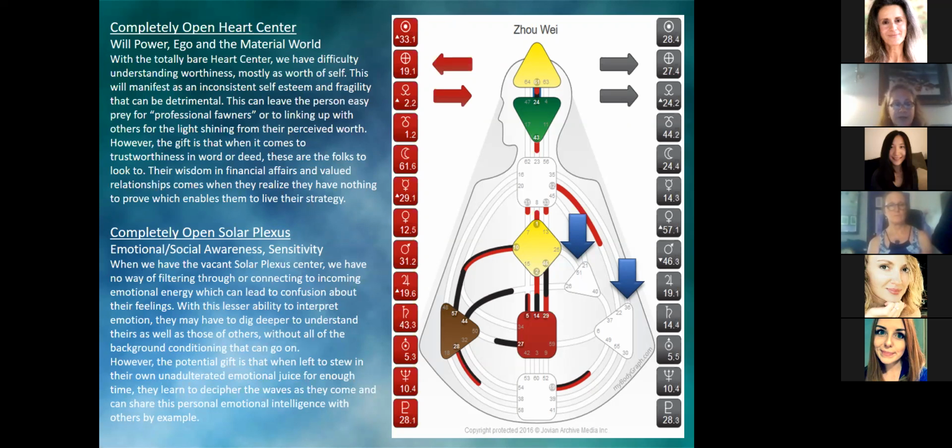But the potential gift with this is that when left to do that, stew in your juices, with enough time, you can really learn to decipher the waves. And emotionality is a wave. It can wave in different ways, but when you come to ride it, you can realize sometimes you're really up and sometimes you're not, and you can go with it then. And you can share that with others by example.